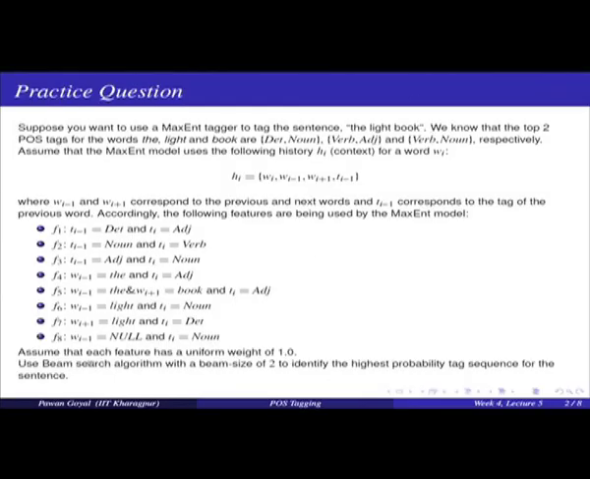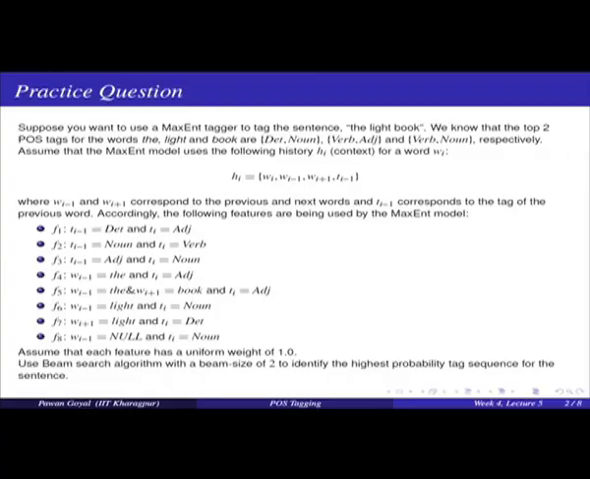So, what are the features given? The features are simple: the tag given to the previous word is determiner and the current tag is adjective. Previous tag is noun, current tag is verb. Previous tag is adjective, current tag is noun. Previous word is the, current tag is adjective, and so on. In the end you also have features like the next word is light, current tag is determiner, previous word is null, and current tag is noun. What it means is that the ith word will be starting the sentence. That's why the previous word will be null. For simplicity you are given that each feature has a uniform weight of 1. Now, your task is to use the beam search algorithm with a beam size of 2.